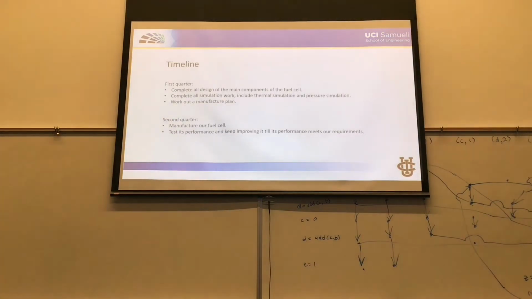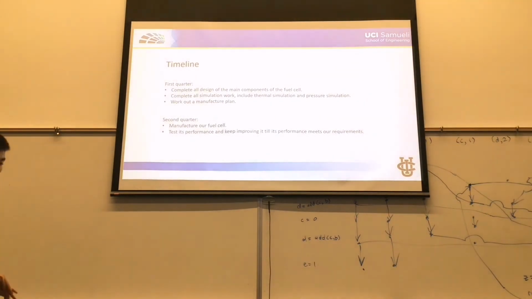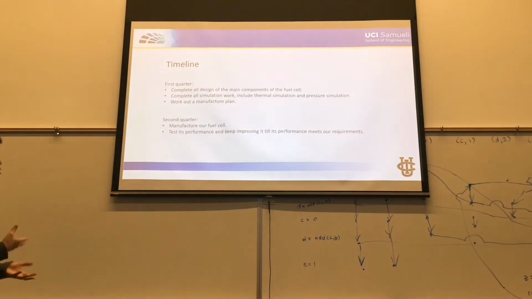And the timeline for us: in our first quarter, our main work is to achieve this design work, this theoretic work. Our work is mainly on the design of the main components and the simulation on the pressure and the thermal. And we should work out our manufacturing plan in preparation for the next quarter. And in the second quarter, we should manufacture our fuel cell and test its performance and keep improving it till its performance meets our requirements.